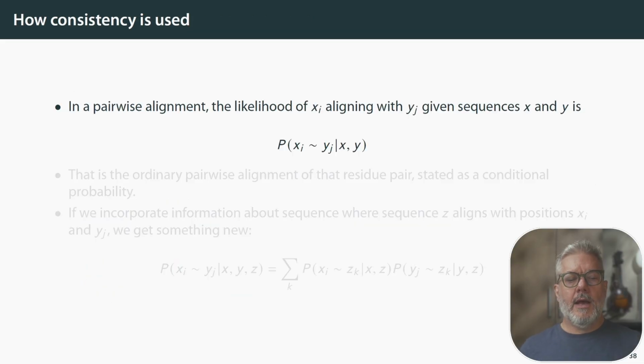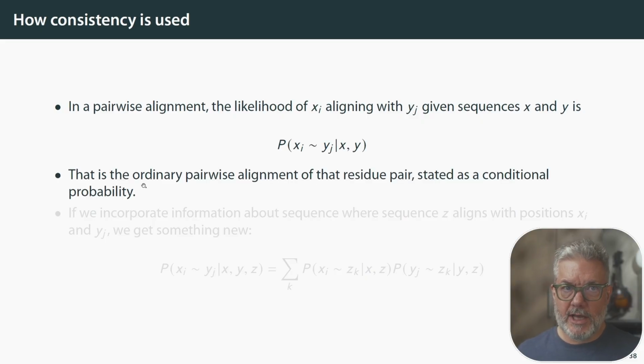Now, how it's used is in this formula, and I am repeating this, but I do think it's worth repeating. When we're doing a pairwise alignment, it's kind of like this. We have a probability of these two being aligned given the sequences. And that's how we can represent that in that pair state HMM. So that's the ordinary pairwise alignment as a conditional probability. That would be what appears in the pair state hidden Markov model.